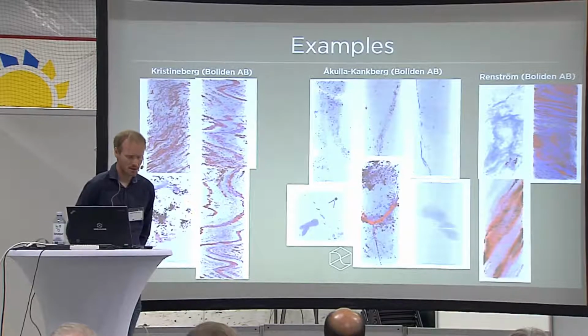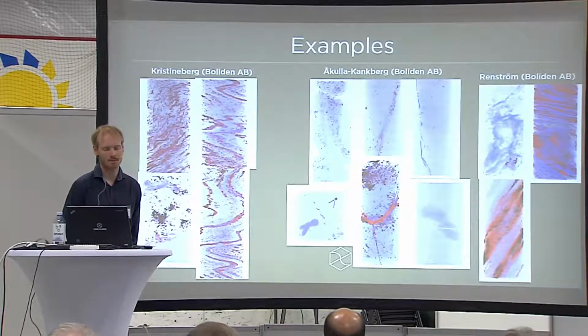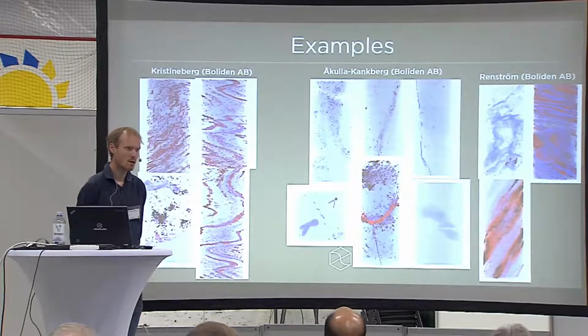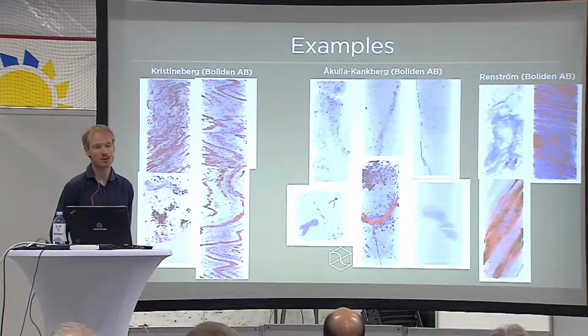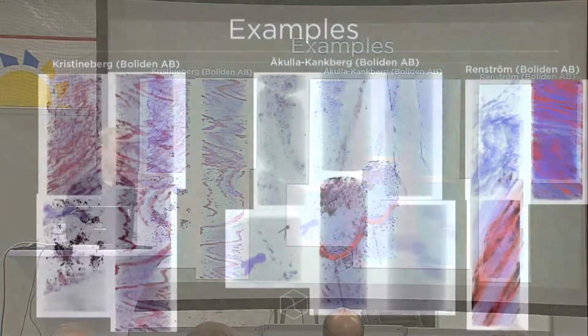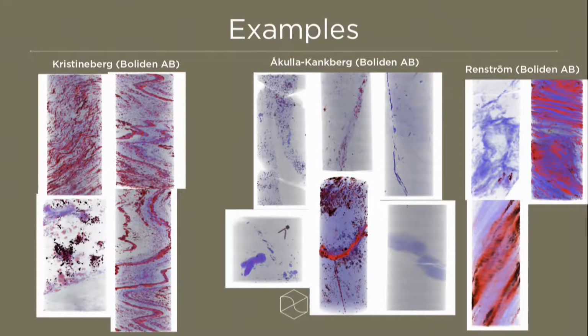In the Stream Index project, we scanned a large number of cores from Boliden, from the Kristineberg, Åkela Kankberg, and Renström mines. These images are just an example to show you the great abundance of structures that you can find in drill cores. Here are some nice examples of folds, foliations, veins, etc.